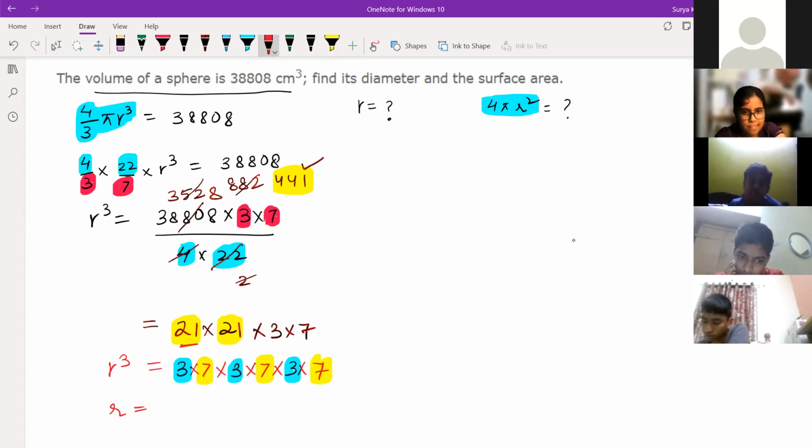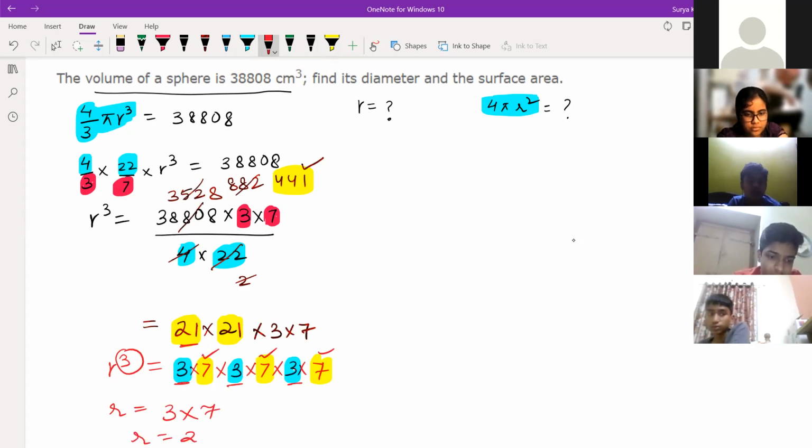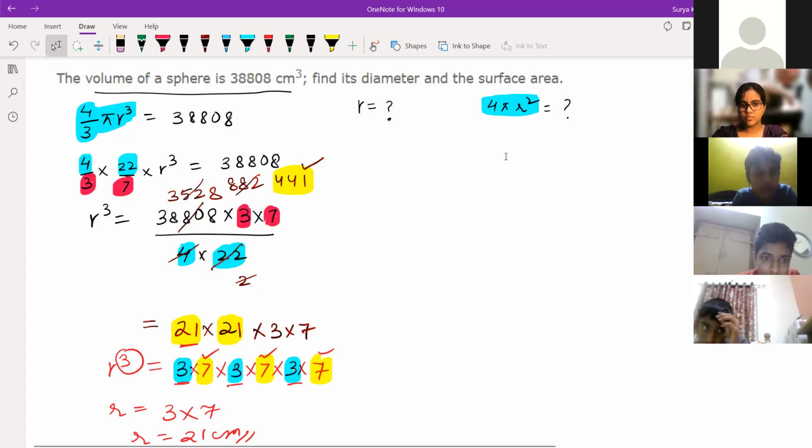Power 3 is there, so we have to make 3 pairs. So how many pairs? 1, 2, 3. So you write here 3, and 7 is 1, 2, 3 times, so into 7. So R is equal to 21 centimeters. Clear, Akshat? Yes, sir. If a square was there, we make 2 pairs. If cube is there, we make 3 pairs. Okay? Anyone got the answer of the surface area also?